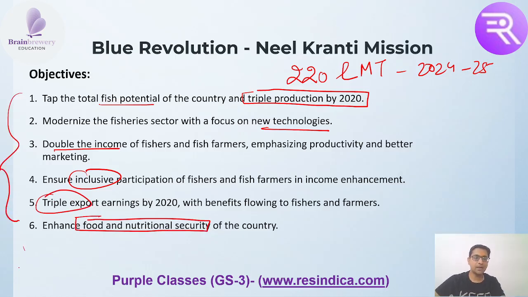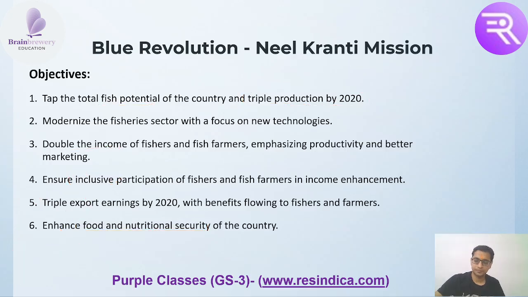Obviously, remember these points, because we have already discussed these points in detail. Whenever we try to examine something, this is what exactly the points have to be: productivity, income, inclusivity, export, and support, right? So this is exactly the objective that we wanted to achieve under this whole process.